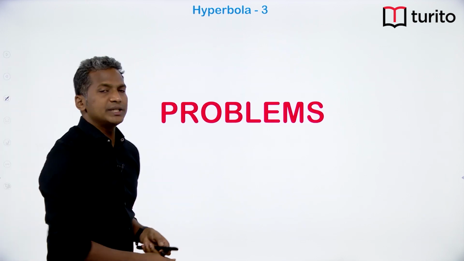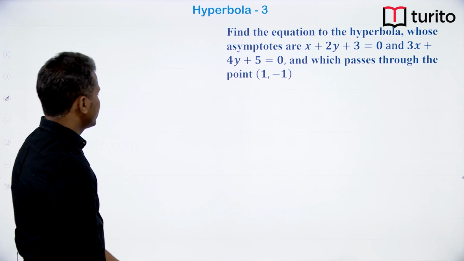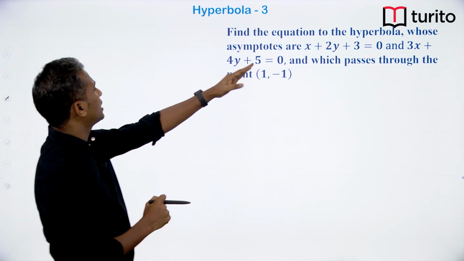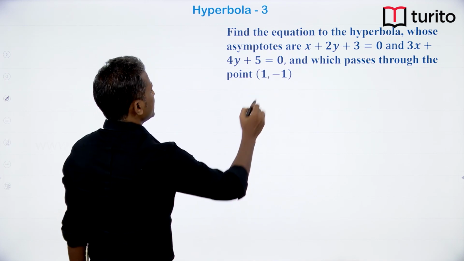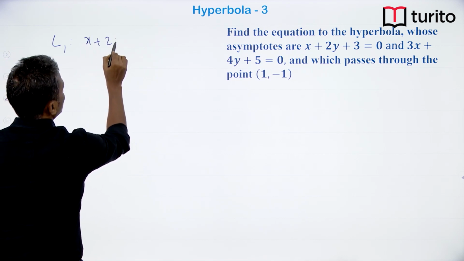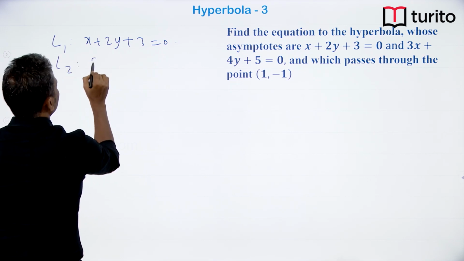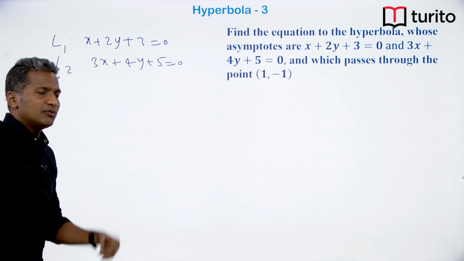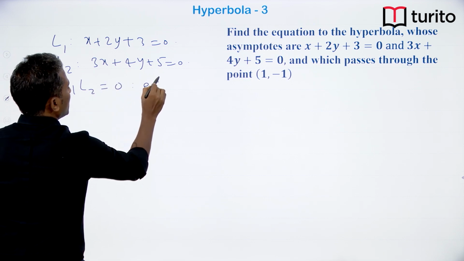Okay. So, now based on this idea, let us solve at least one or two problems. Suppose there is a question here: find the equation of the hyperbola whose asymptotes are these two and which passes through this point. So, we got two lines here. One line, L1, I am taking as x plus 2y plus 3 equal to 0, and the other line, L2, I am taking as 3x plus 4y plus 5 equal to 0. Now, if I multiply these two, then of course I am going to get the equation of asymptotes.